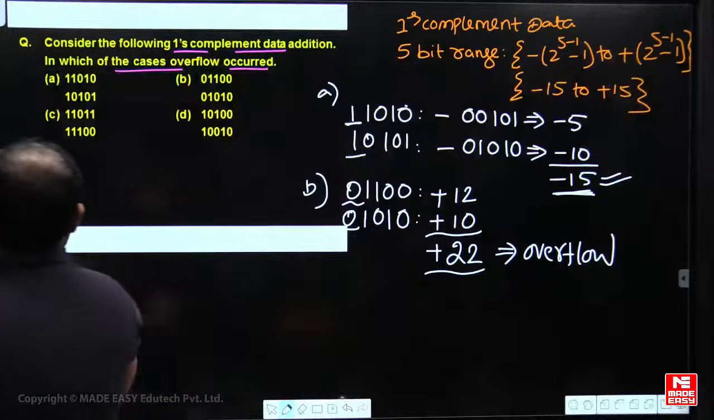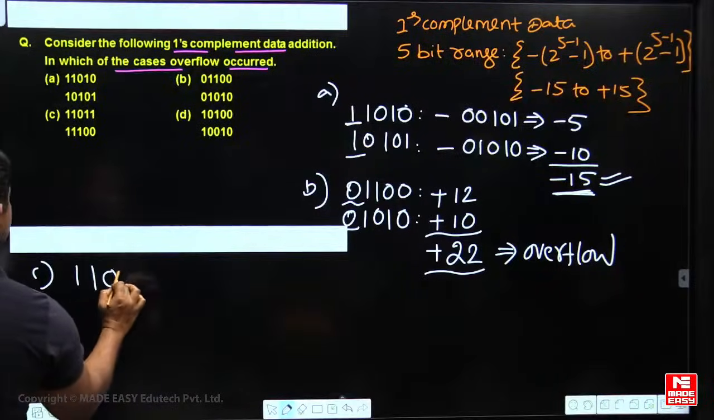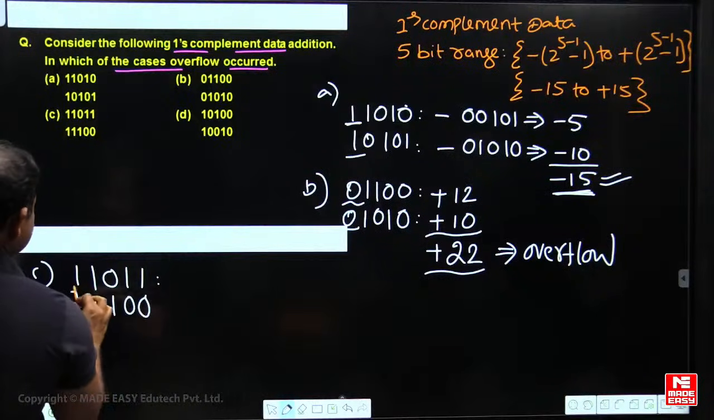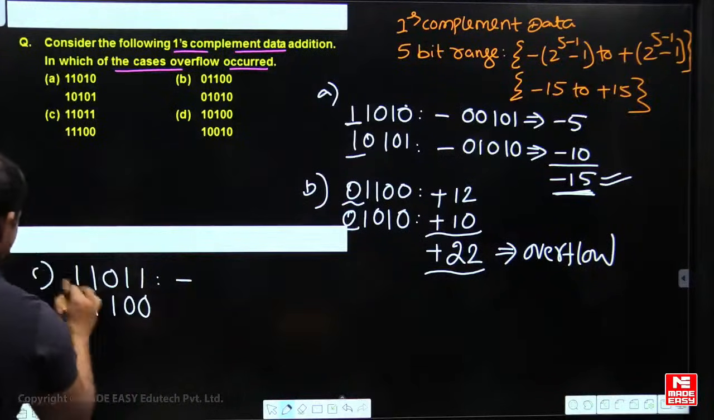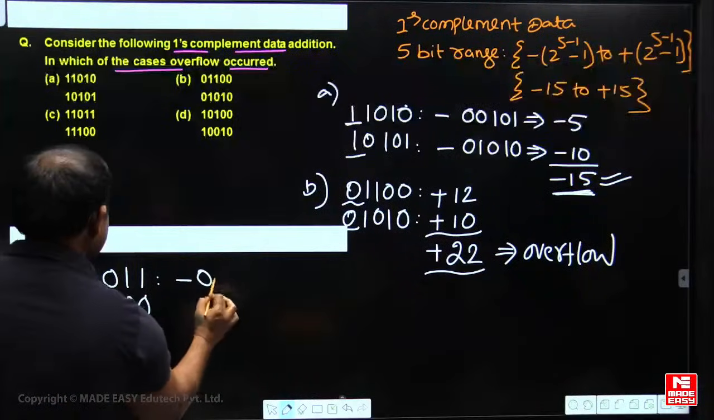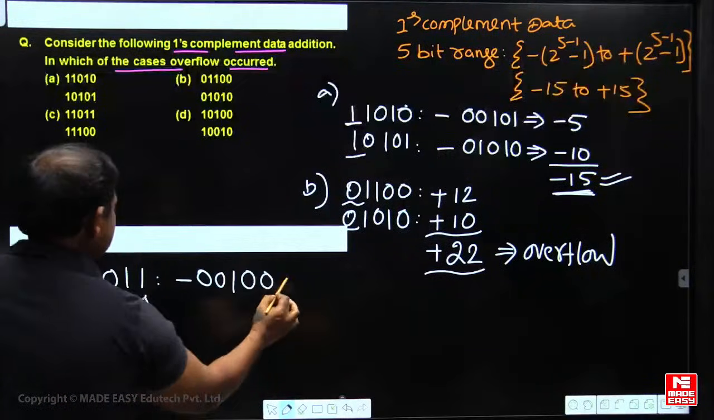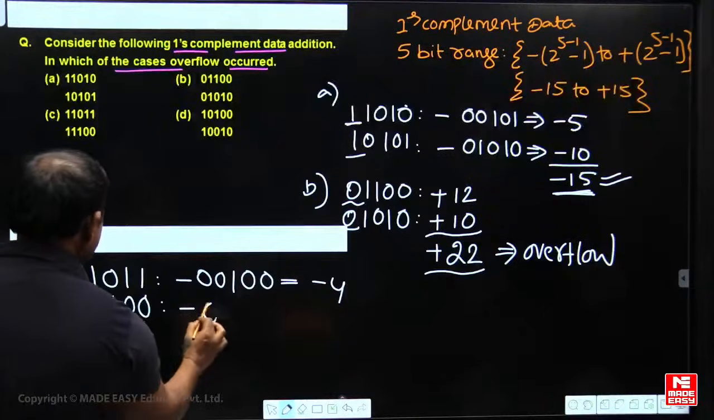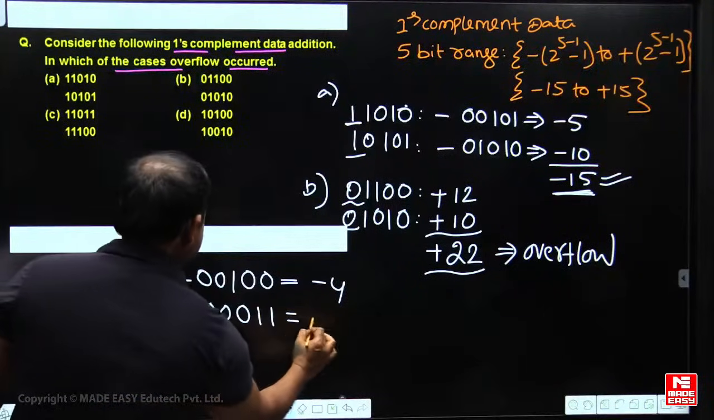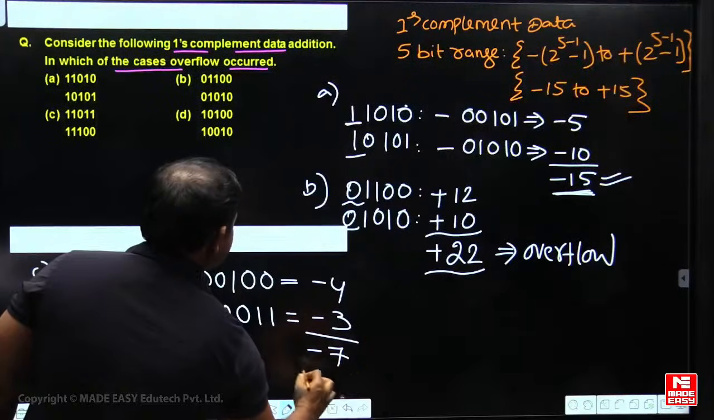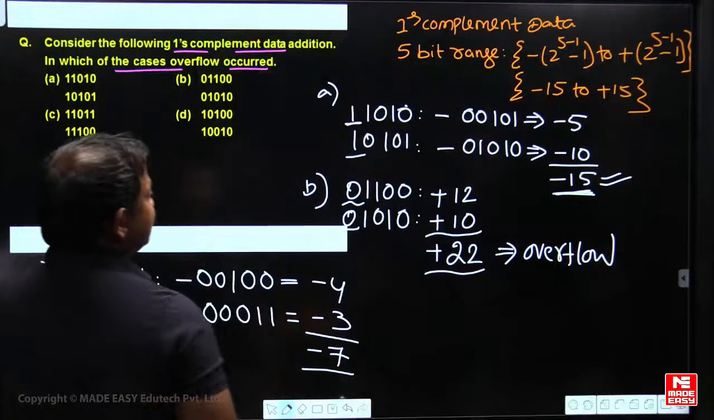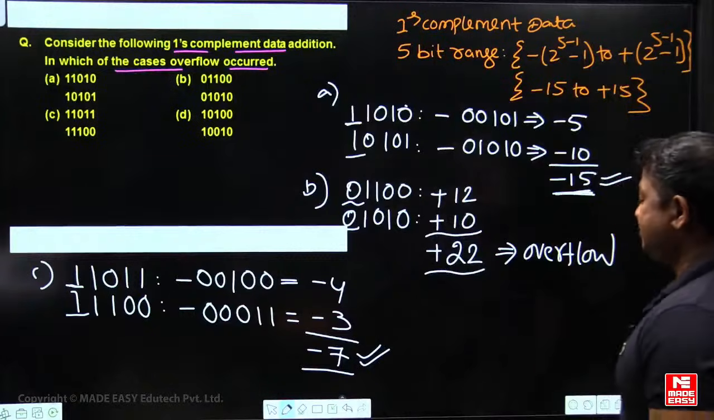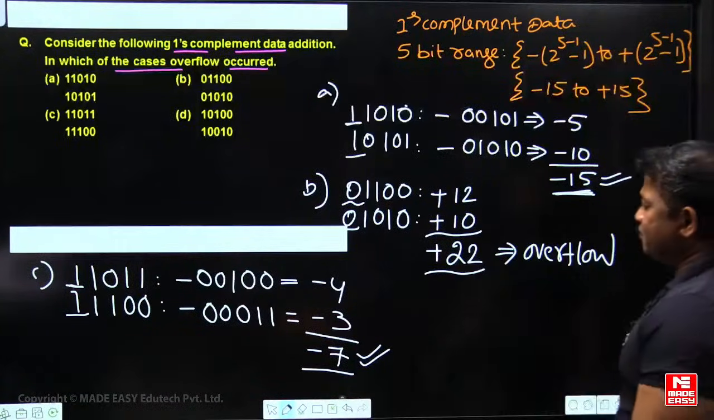Next C. What is C? 1 1 0 1 1 and 1 1 1 0 0. The MSB bit is 1, the sign is negative. Take the complement: 0 0 1 0 0. This becomes minus 4. The MSB bit is 1, the sign is negative. Take the complement: 0 0 0 1 1 is minus 3. So it becomes minus 7. Is minus 7 present in the range? Yes, so no overflow.